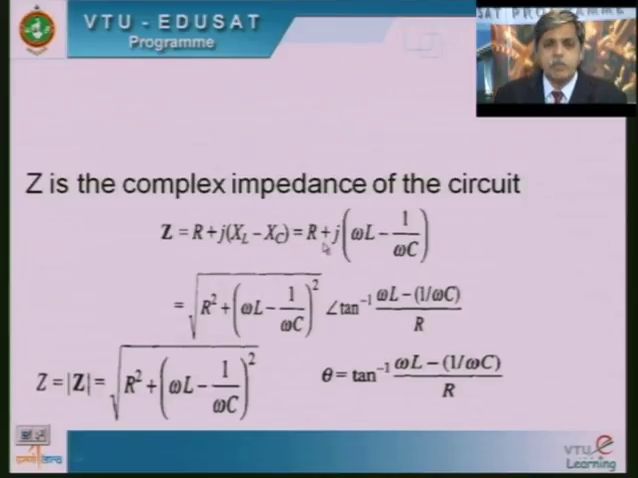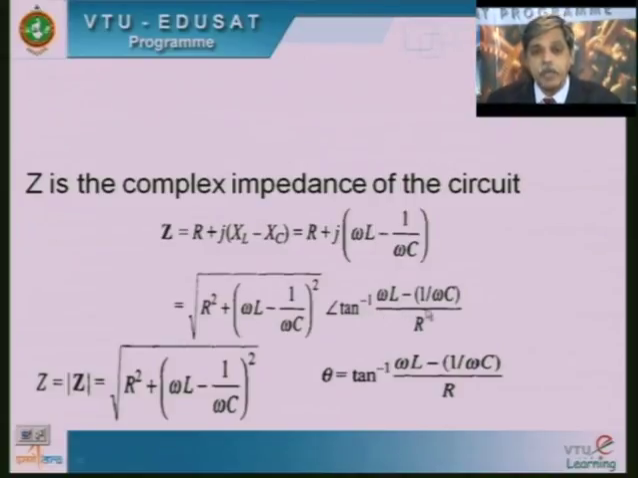So Z is the complex impedance of the circuit given by this expression. If I write this expression in terms of angular frequency omega, inductance value and capacitance value, substituting XL = omega L and XC = 1 over omega C, I get this. So the magnitude of the impedance is the square root of R squared plus (omega L minus 1 by omega C) squared, and the angle of the impedance is tan inverse of (omega L minus 1 by omega C) divided by R.